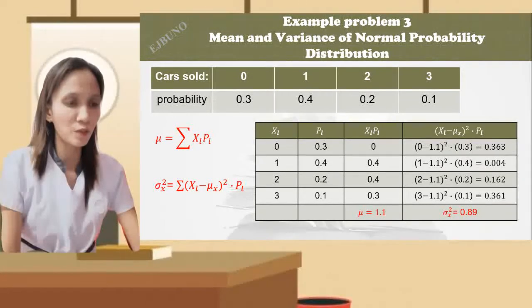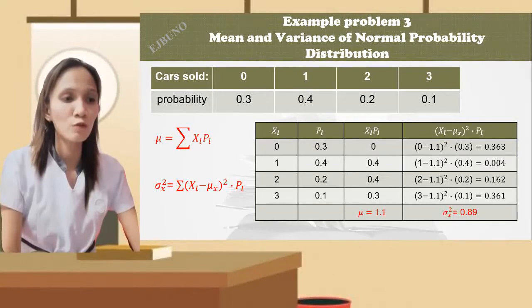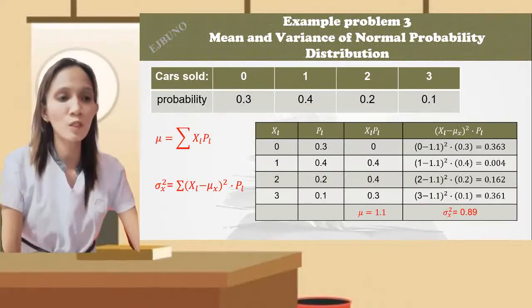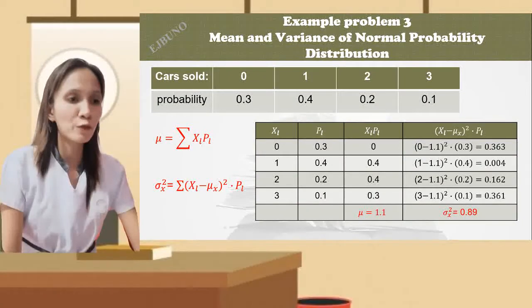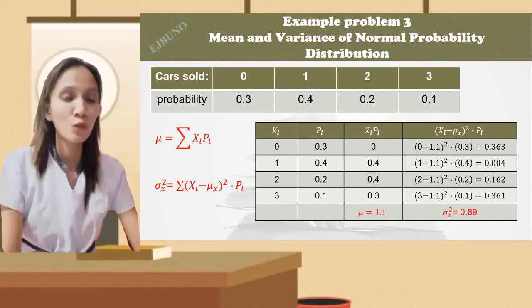For the mean, 0 times 0.3 is equal to 0. 1 times 0.4 equals 0.4. 2 times 0.2 is equal to 0.4. 3 times 0.1 is equal to 0.3. And the summation of all these is equal to 1.1.